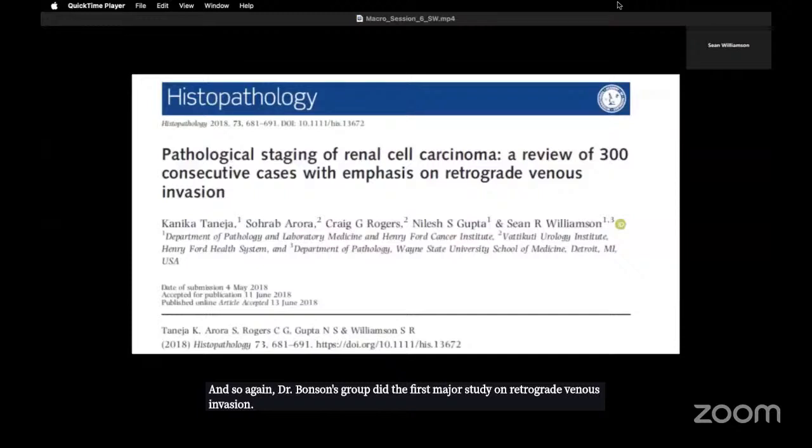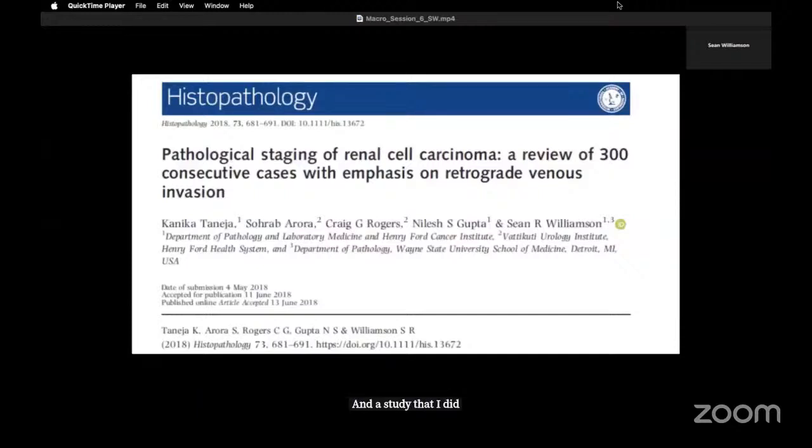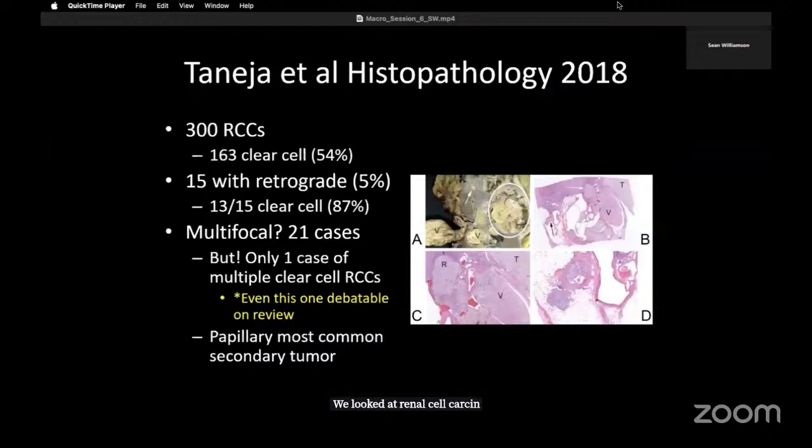And a study that I did a few years ago with a trainee who later became our GU fellow. We looked at renal cell carcinomas with specific emphasis on renal vein and retrograde venous invasion. And I just wanted to highlight here that these were all tumors. We specifically selected tumors that I myself reported to kind of ensure that the staging was done in a similar way for all of them.